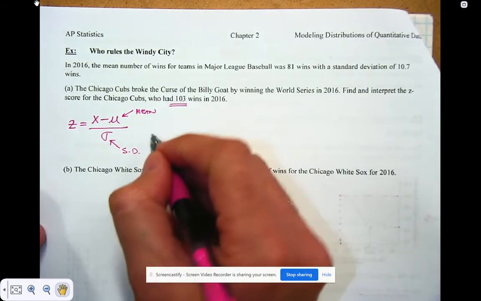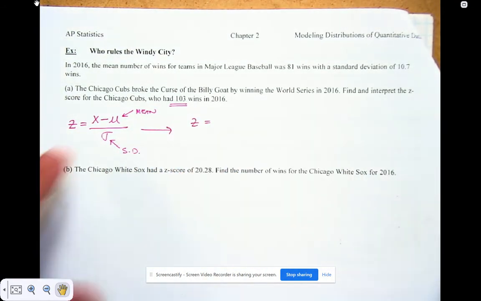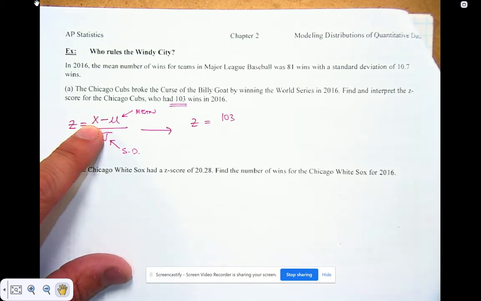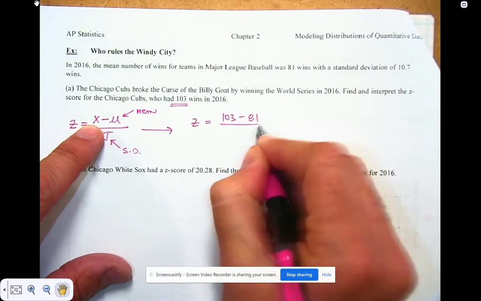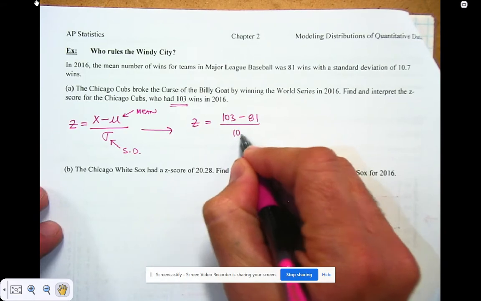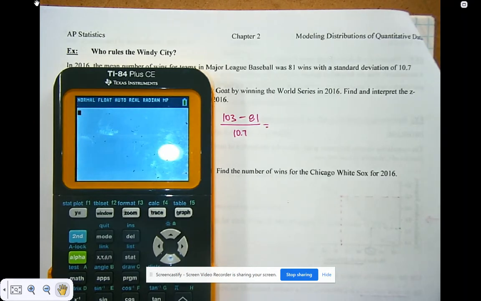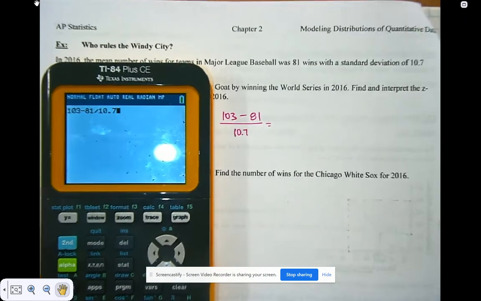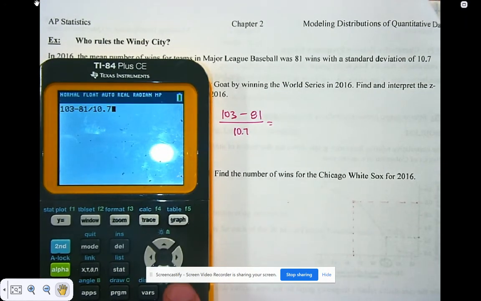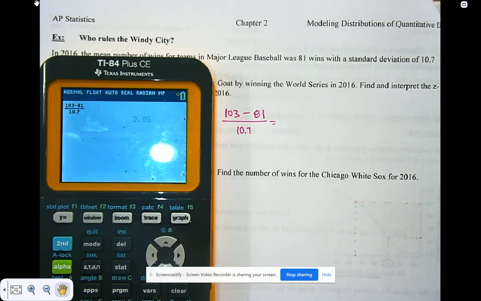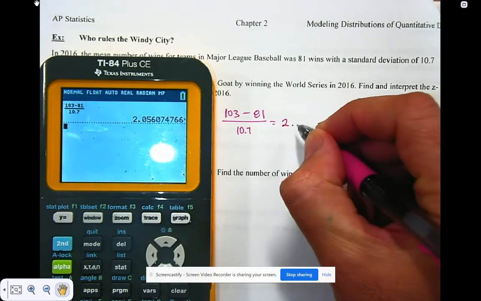Okay, so all we need to do is plug in to find z. It's very easy. x is your data point, so it's 103, right? Chicago Cubs had 103 wins, minus the average that season, which was 81, divided by a standard deviation of 10.7. Very simple calculation, old school calculator stuff. Make sure you guys do not do 103 minus 81 divided by 10.7. That is not going to go well, right? Order of operations is going to divide before it subtracts. So you guys either hit alpha y equals, enter, and you type in 103 minus 81 and put it over 10.7. That's how I do it, and I get 2.06.